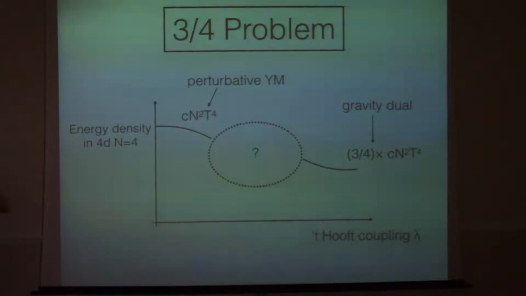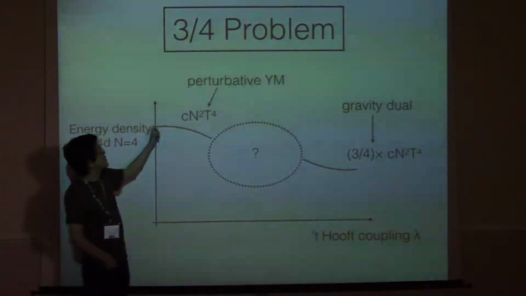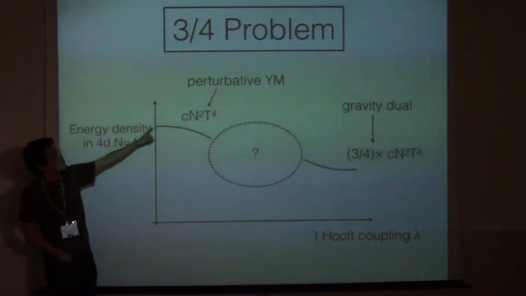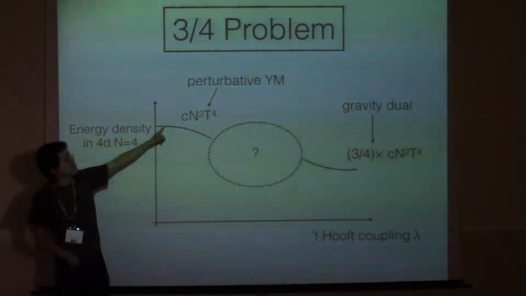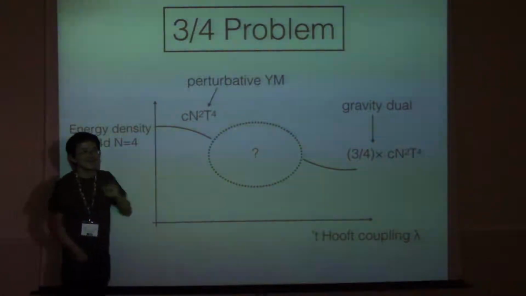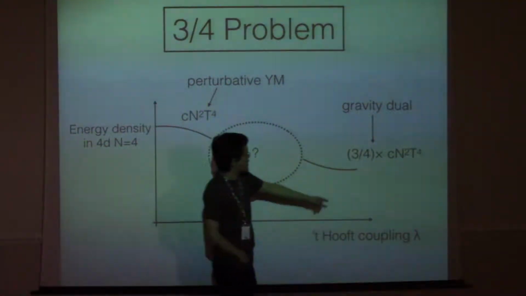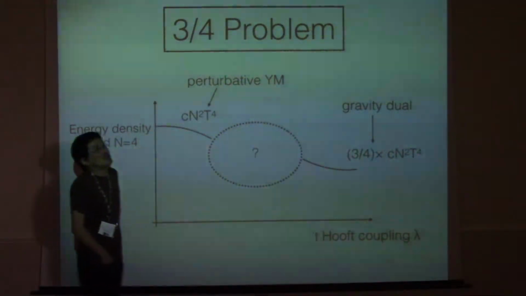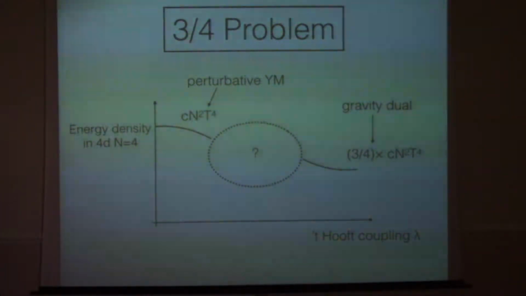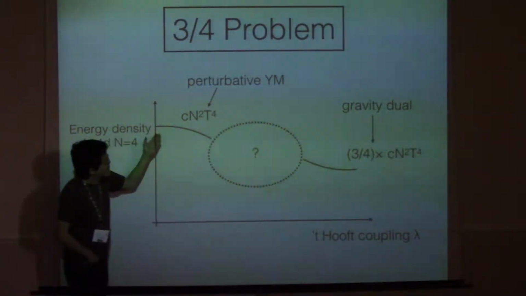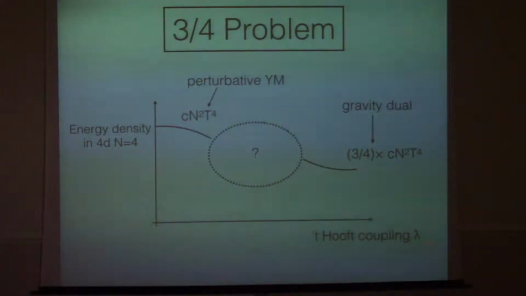And people tried to see how things change if we change the coupling slightly. So taking into account some effect of lambda perturbatively, it went down slightly. And people tried to take into account the 1 over lambda correction by looking at the stringy correction on the gravity side, and it went up a little bit. So they actually seem to be connected.